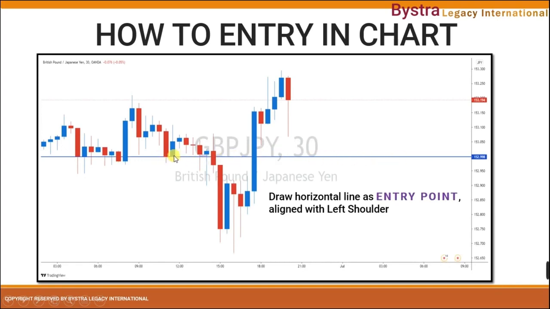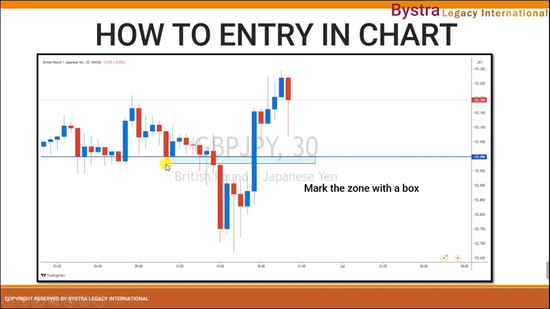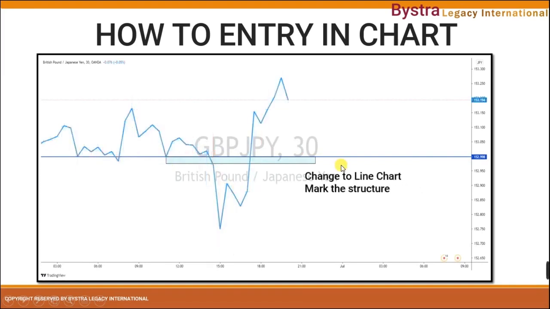This is our left shoulder, and then we mark the zone up to the wick, so it's easy for us to monitor. We change to the line chart, and then let's mark the structure. We have the low, high, lower low, and the higher high. So this has an over and under, and this is a QM pattern.